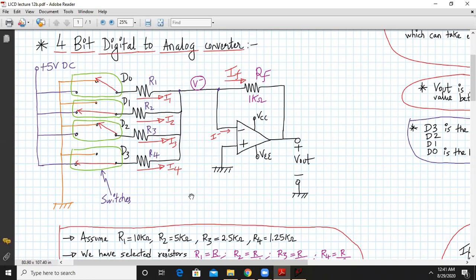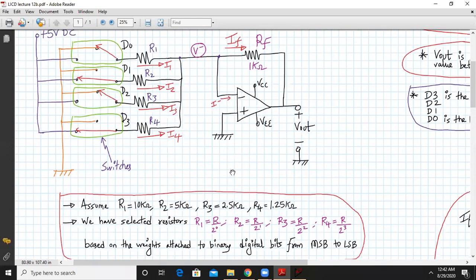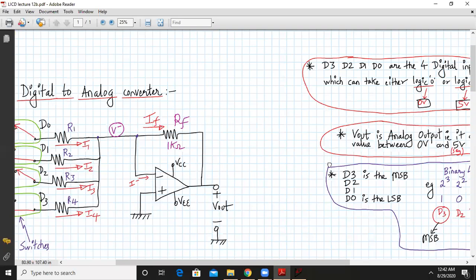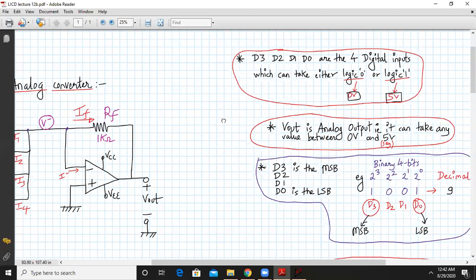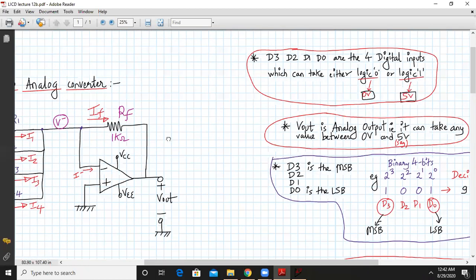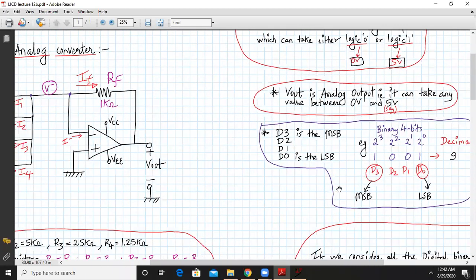Now let us analyze this a little more deeply. Here we have I minus equal to 0, that means no current flows into the op-amp terminals. Now we assume that, out of D3 to D0, D3 is the MSB bit and D0 is the LSB bit.